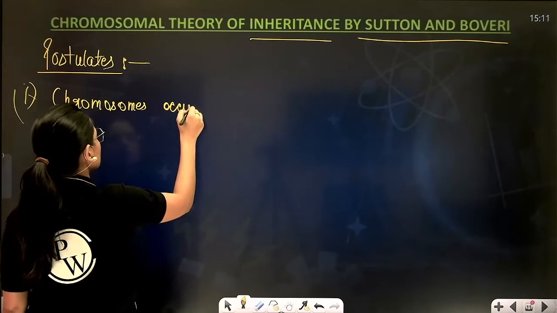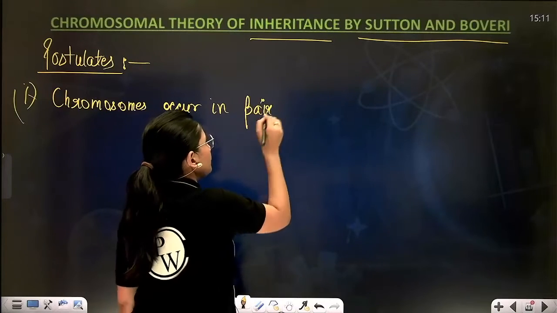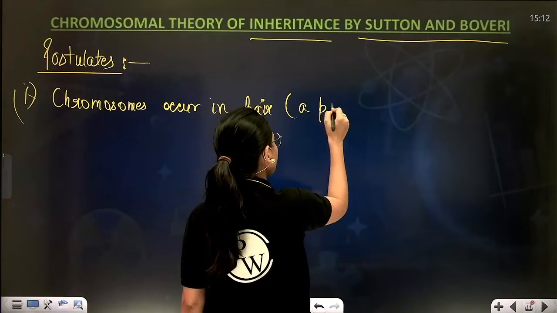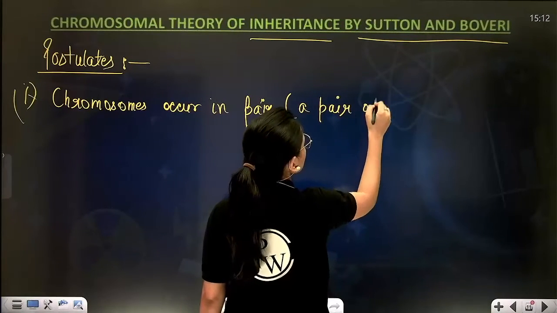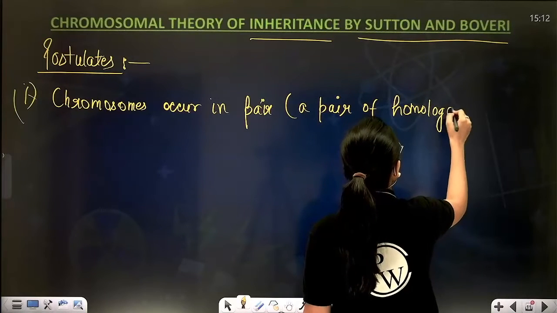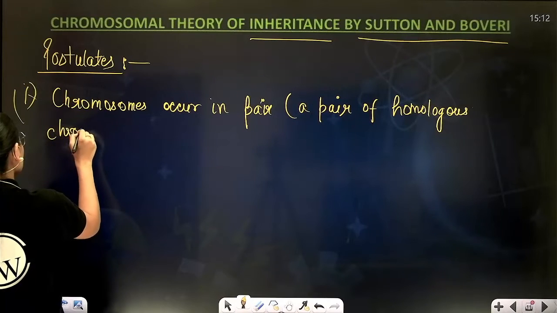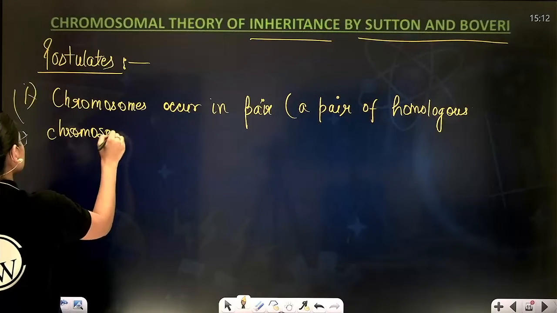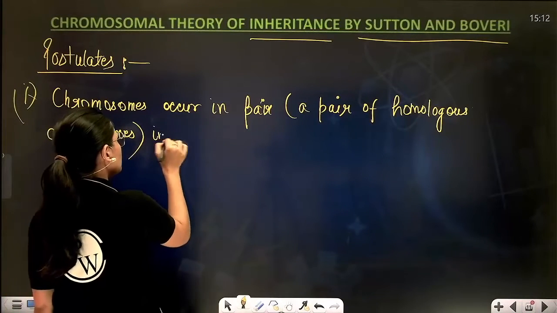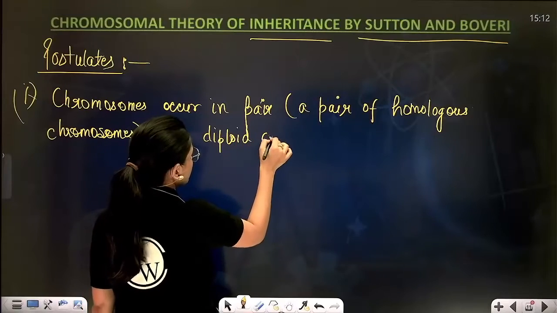So the first point, according to them: chromosomes occur in pairs, that is a pair of homologous chromosomes, right? In a diploid cell.